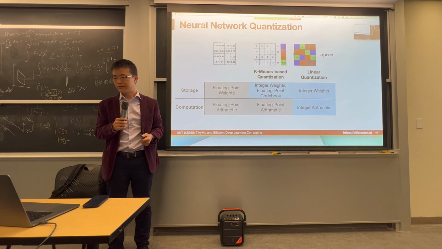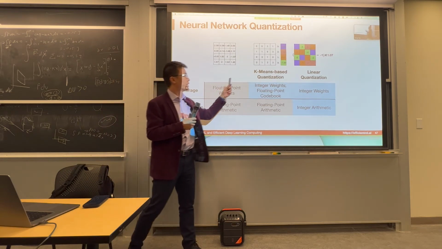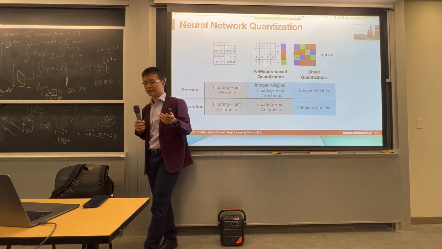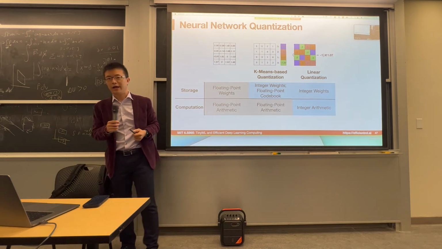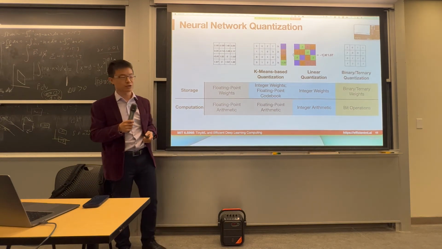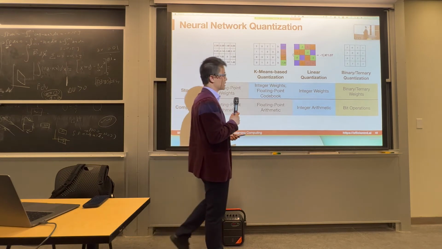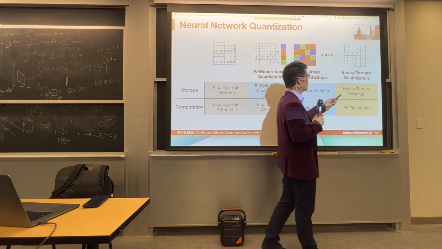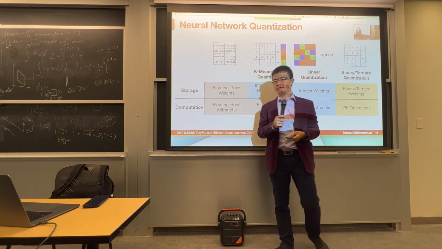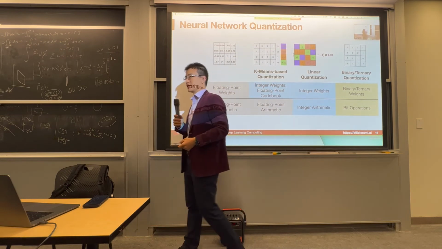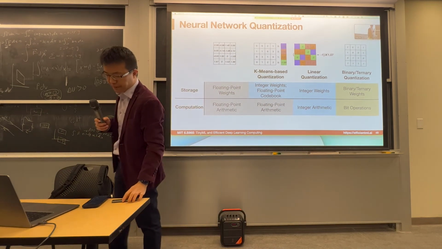All right, so far we talked about k-means quantization and linear quantization, and just now alluded to even fewer numbers of bits, which is binary and ternary quantization. We are going to introduce how we use even fewer bits to represent neural nets.